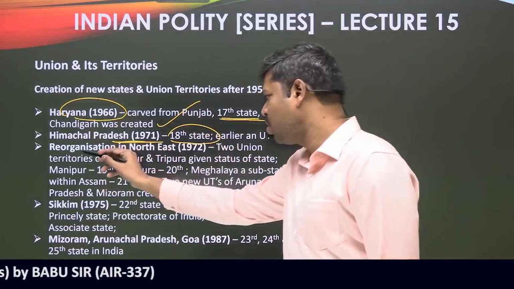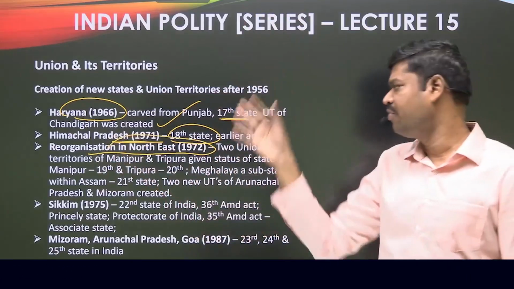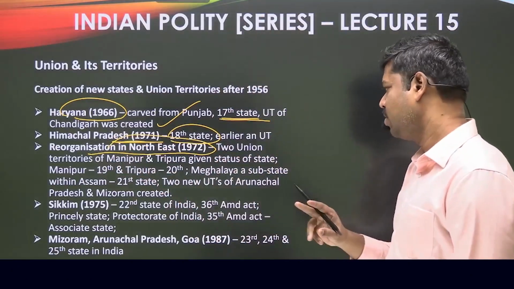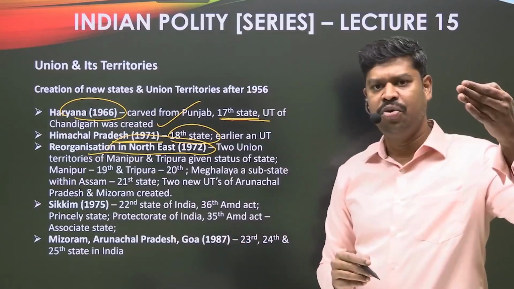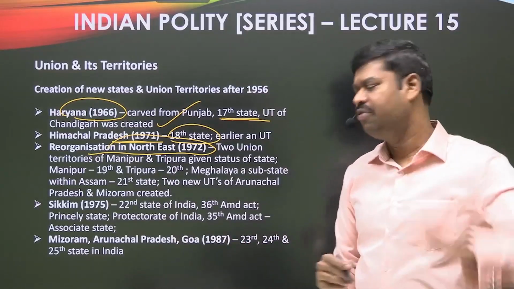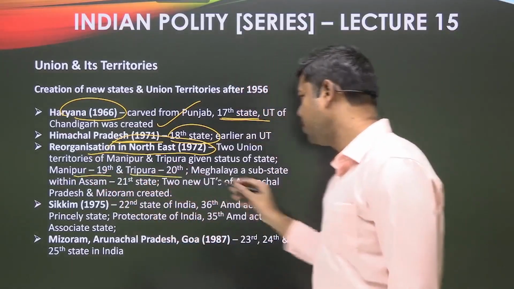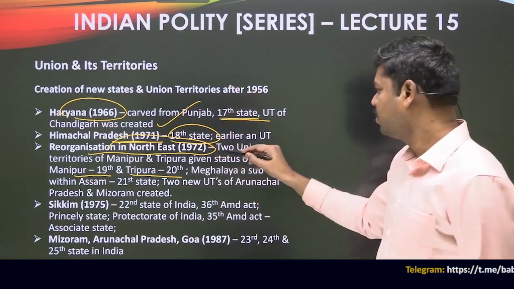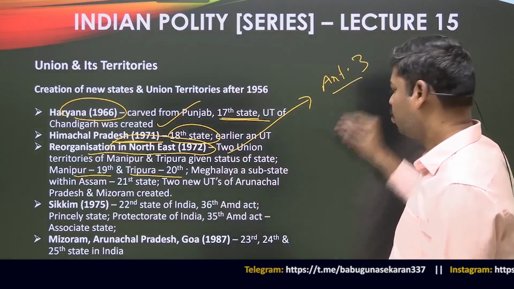And then there was a lot of reorganization happening in the northeastern states. In fact, two union territories, Manipur and Tripura, were given the status of a state. That means earlier they were union territories, and now they have been conferred the status of a state. Manipur became the 19th state. Tripura became the 20th state. So whenever you convert a union territory into a state, can you tell me which article? It is Article 3 of the Constitution.